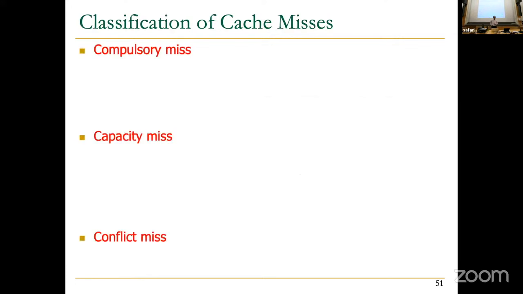Okay, let's talk about classification of cache misses. By the way, I should say that there were caches implemented in real processors that were 3-way, because they found out that that was the way to actually fit the blocks into their processor.